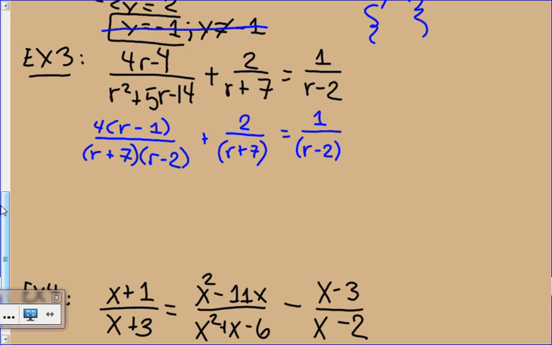I want you to recognize the first fraction has both r plus 7 and r minus 2. The second one only has r plus 7. What is it missing? r minus 2. So we're going to multiply r minus 2 at the top and r minus 2 at the bottom.